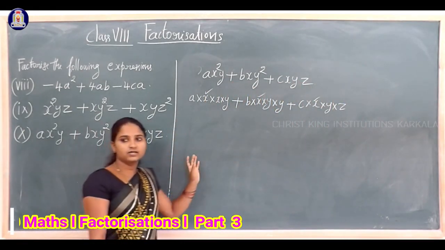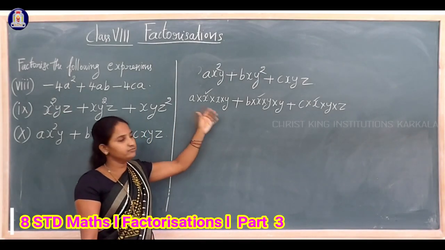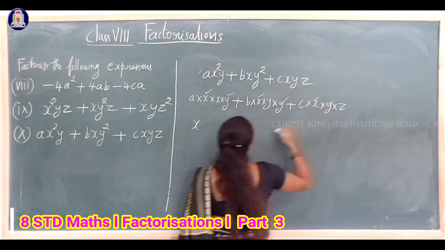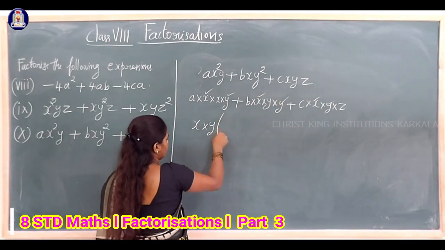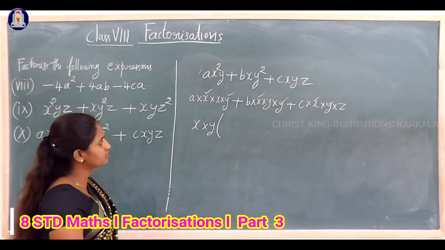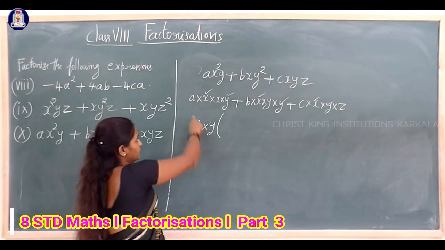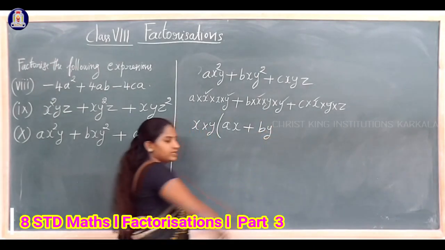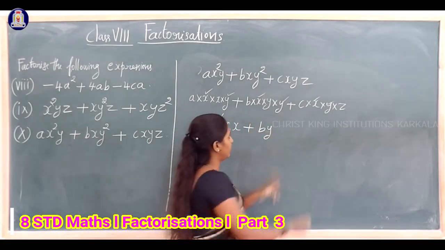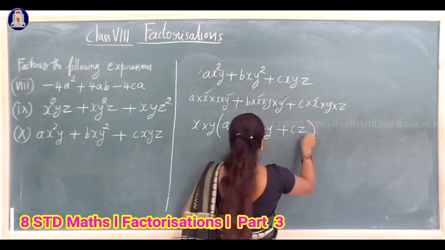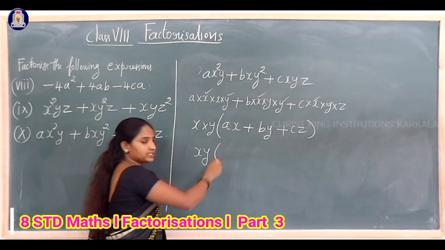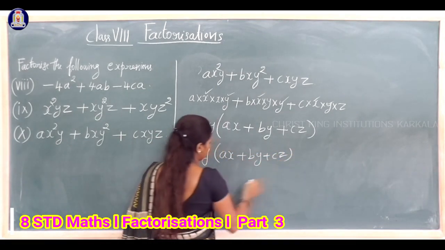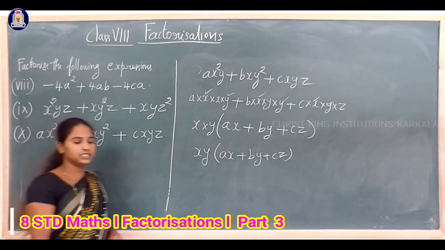If you observe these terms, you can say which is the common factor. The common factor is x, and there is one more common, that is y, and y is the same factor in these. So take the common factor outside, and of the remaining factors, z has no common. So the remaining terms are a x plus b y, is it correct? a x and in this b y plus c z. So here x into y, that is x y, and the remaining terms are a x plus b y plus c z. So these are the factors of the given algebraic expression.